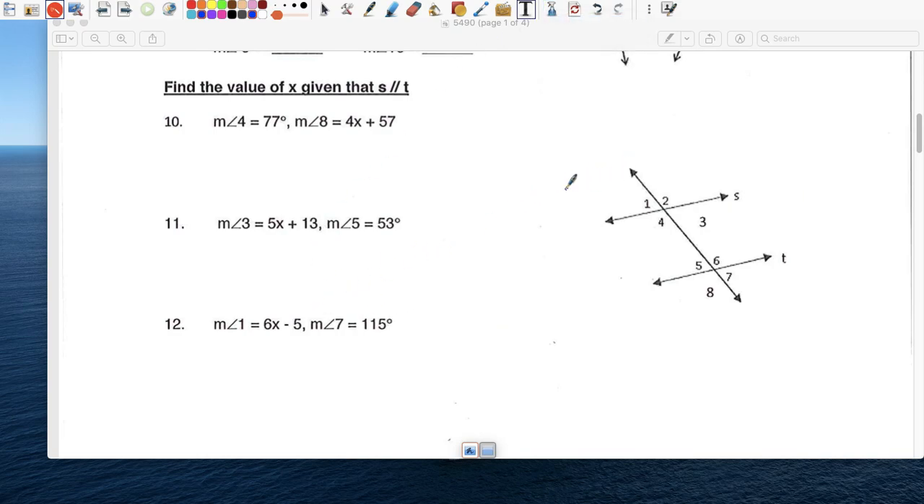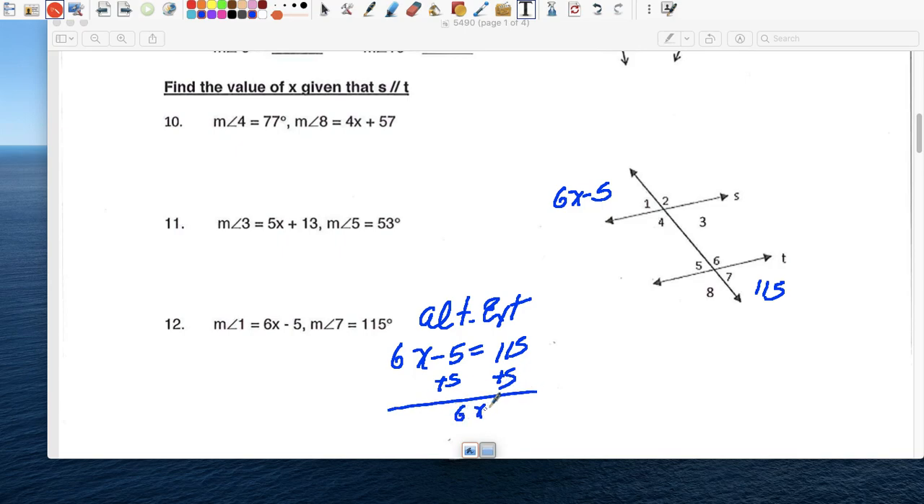Angle 1 is 6x minus 5. Angle 7 is 115. What's the relationship between these two? They're alternate exterior. So alternate exterior, one is equal to the other. Plus 5 on both sides, plus 5. 6x equals 120. We're going to divide by 6, x equals 20.